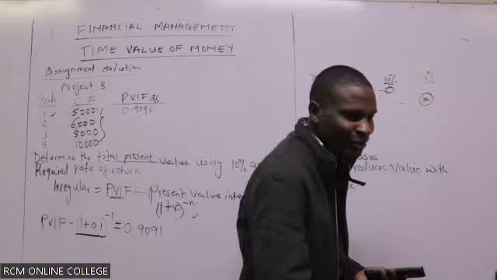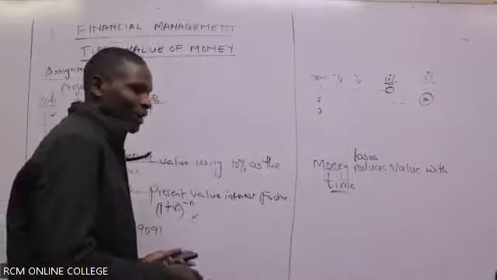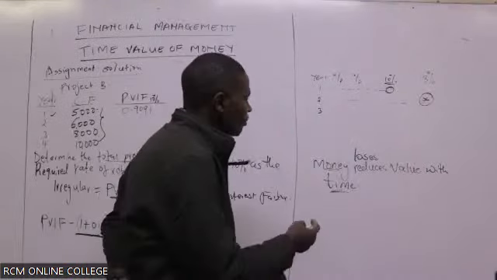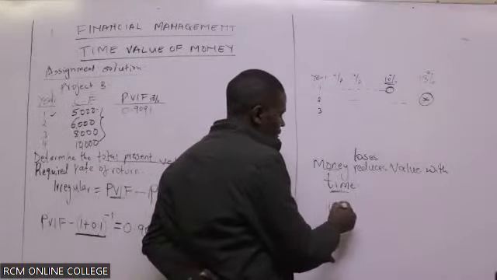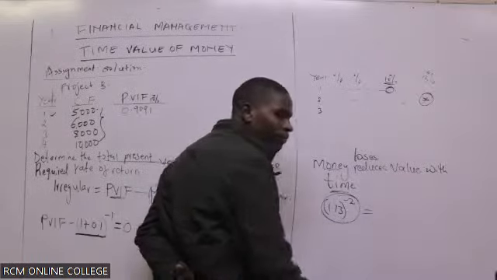I know Jane used the calculator. If that is the correct one, can you use the calculator and give me 1.13 raised to power negative 2? What are you going to get?